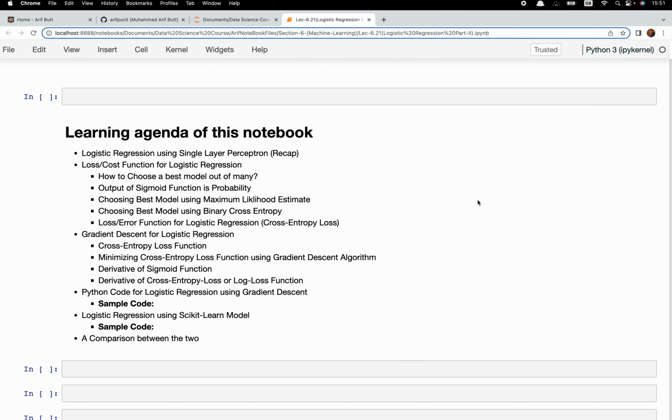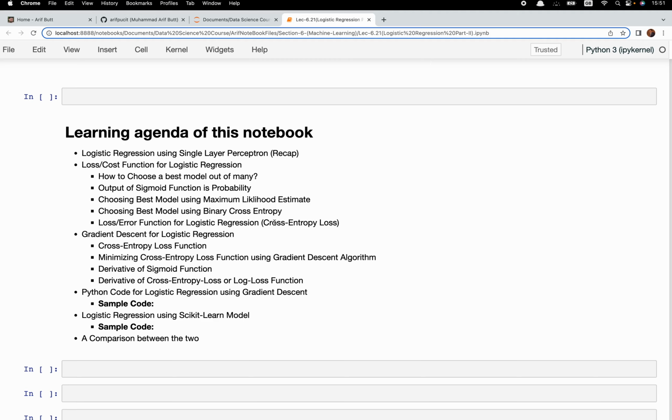My dear students, I will start with a recap of previous session where we discussed logistic regression using a single layer perceptron. Then I will move step by step to arrive at the error or loss function that we can use for logistic regression. And unlike linear regression, which use sum of squared errors, logistic regression use cross entropy loss, also known as log loss function.